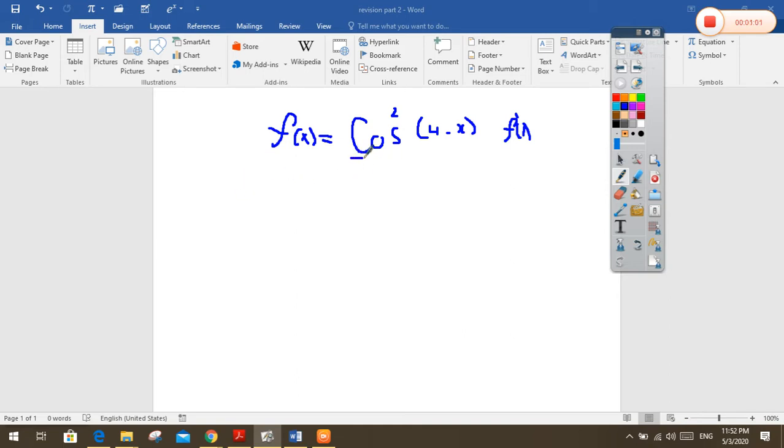Here, as usual, I told you I need to rewrite the function to apply the general power rule. Rewriting the function does not mean the derivative. It will be cosine of (4 minus x), all to power 2. Then apply the general power rule. If you have a function raised to a power, I will apply the general power rule. What is the derivative here?